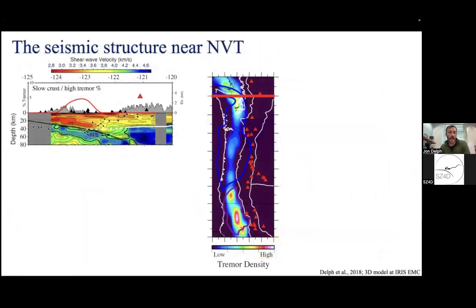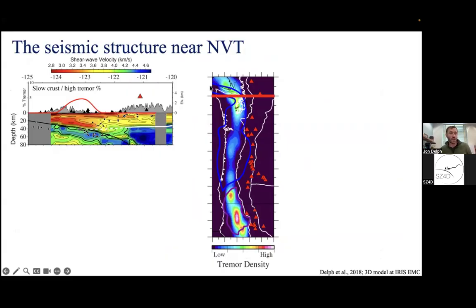Okay, so now let's look at regions where we have particularly high amounts of non-volcanic tremor and compare that with our velocity structure that we resolve. So here's a section through the northern portion of Cascadia, through the Olympic Mountains, Puget Lowlands, just north of the latitude of Seattle.